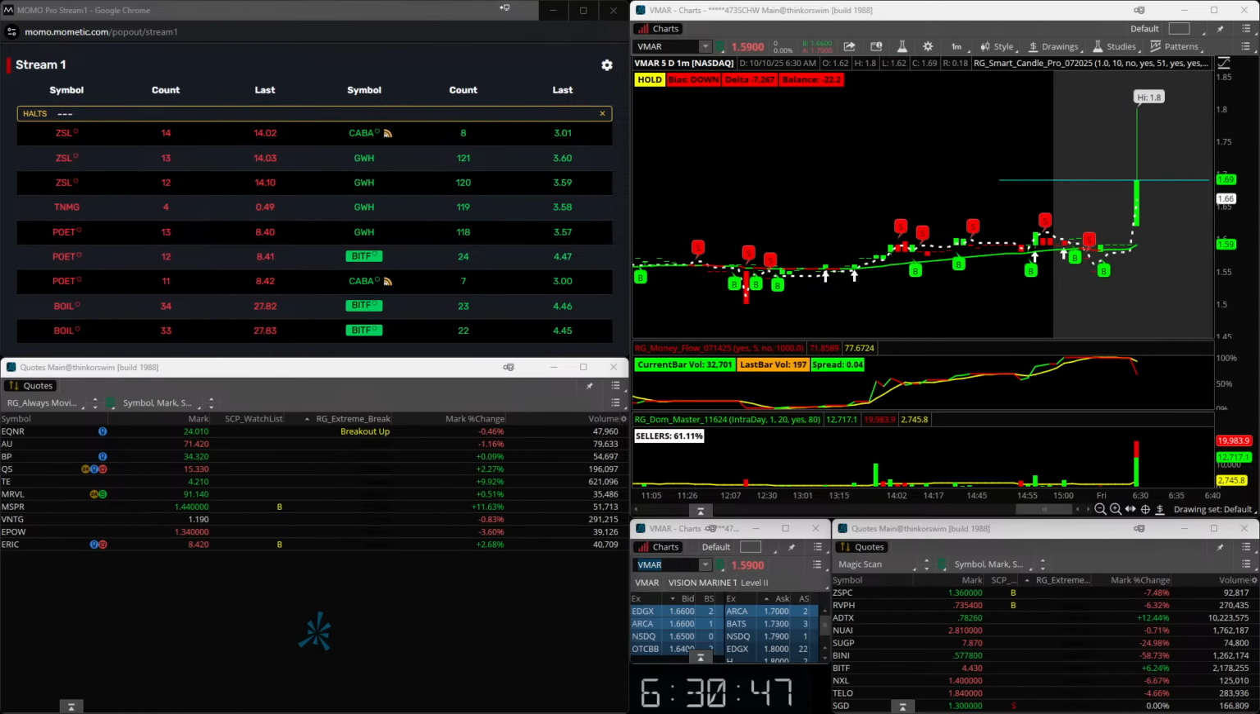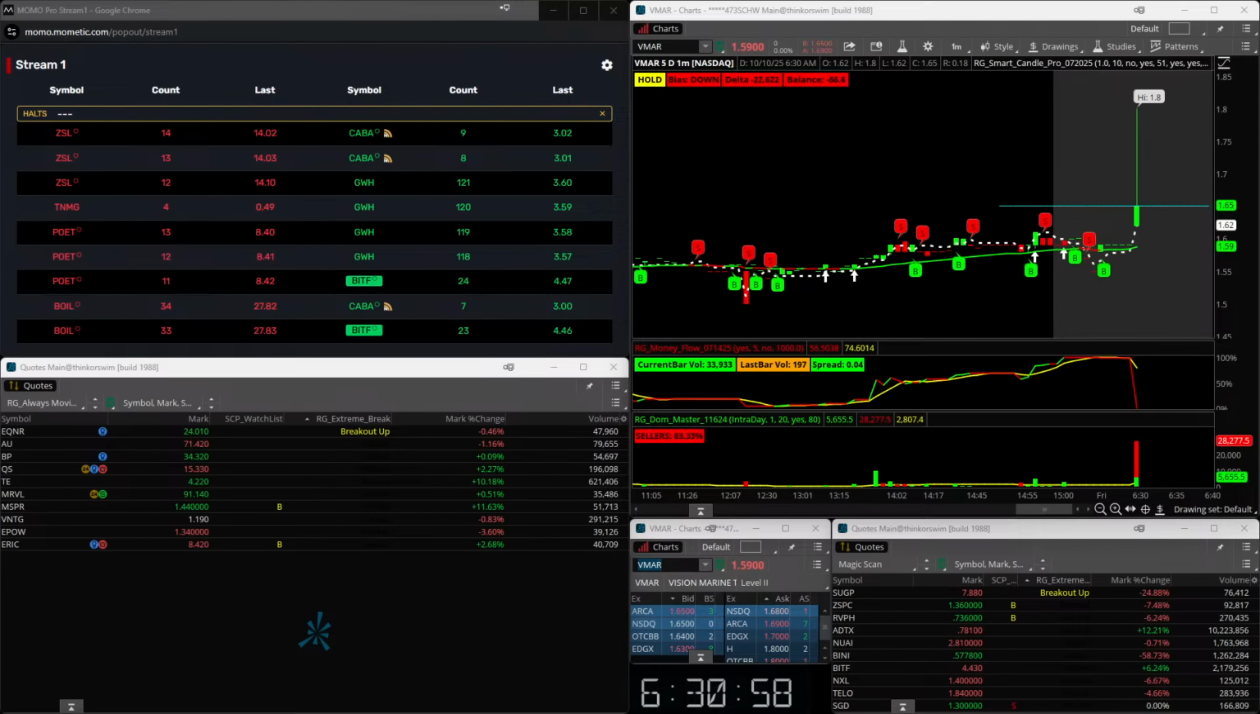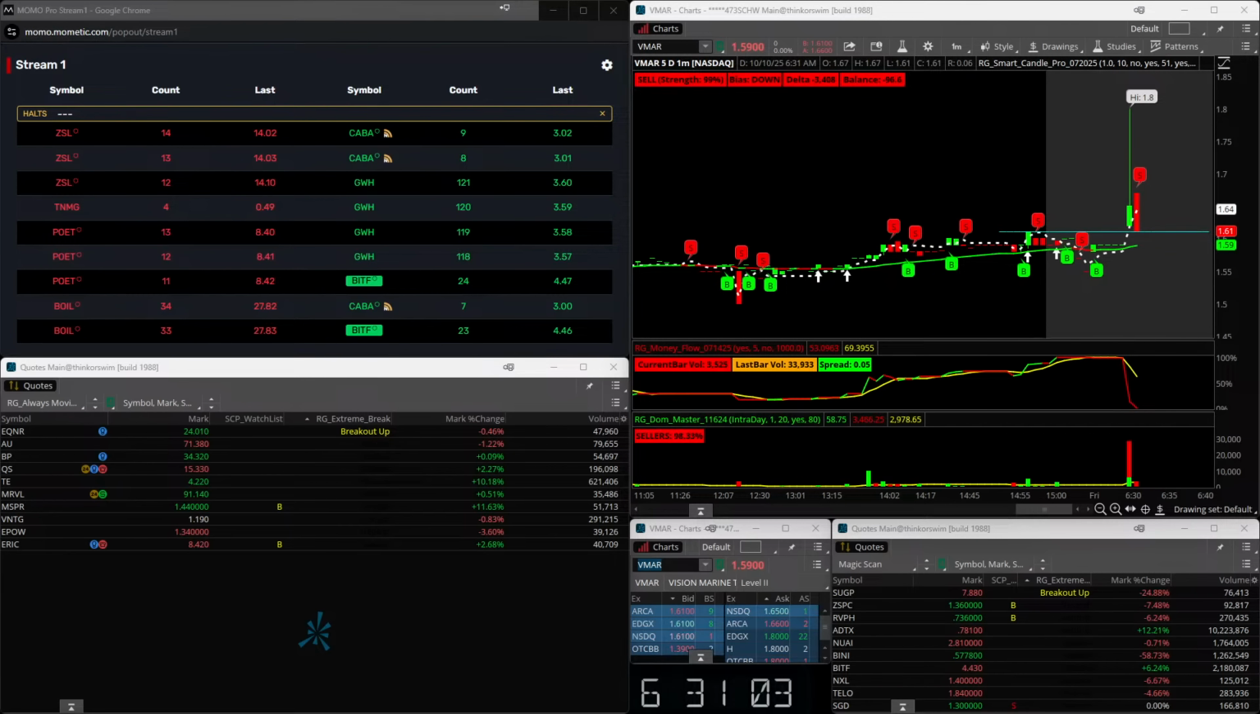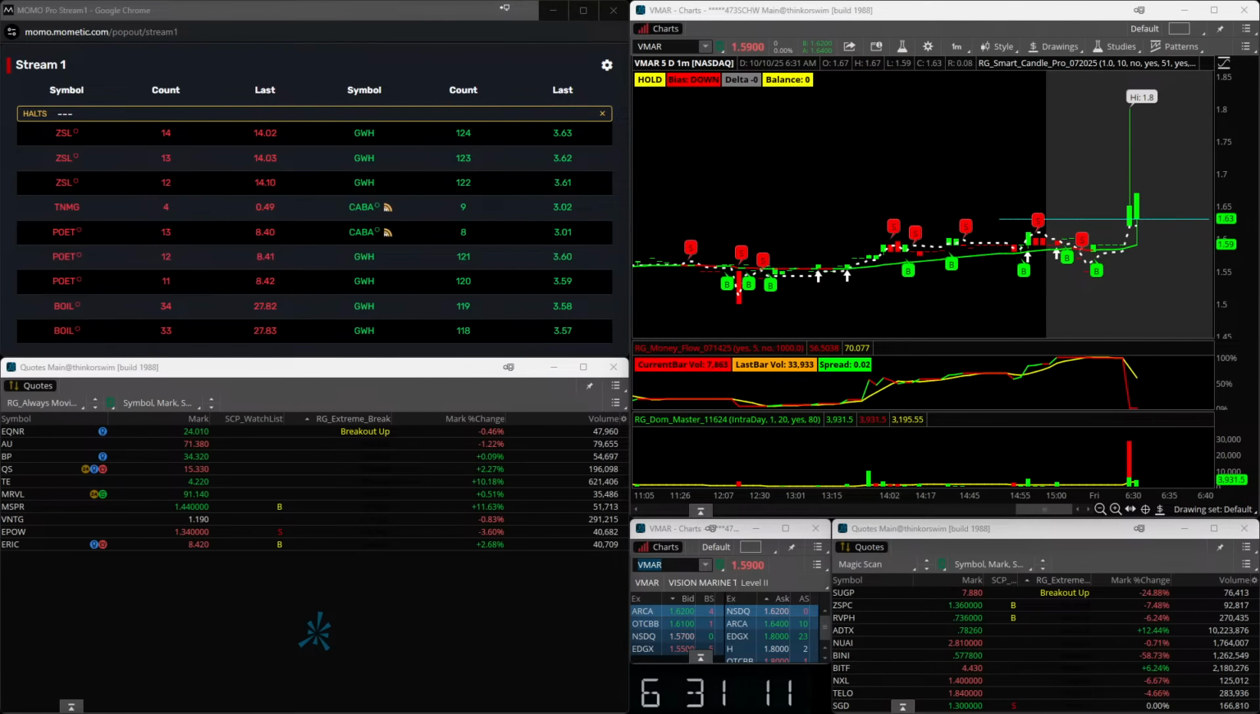CABA. VMAR. Thank you, Duvin. I don't like the wick on the top or the two lower indicators that are really red. They're drilling for oil at the moment. So probably not going to be a good one. See how fast I was able to read that? GWH. Falling star or shooting star?